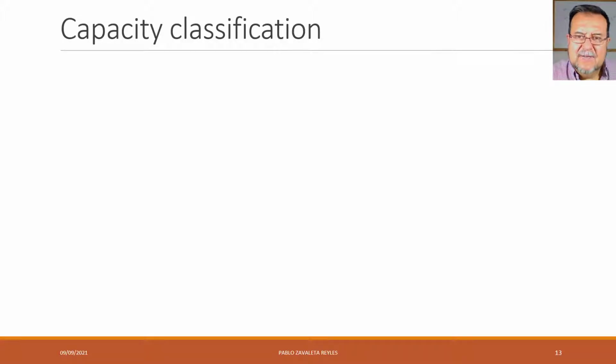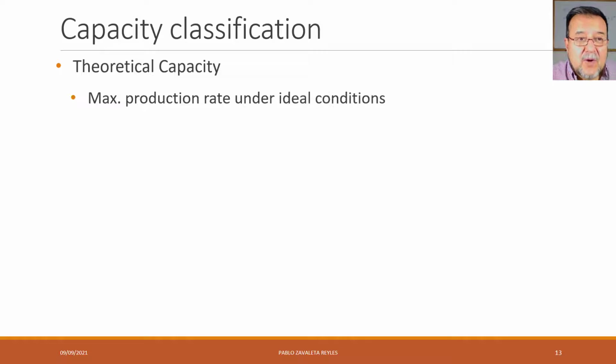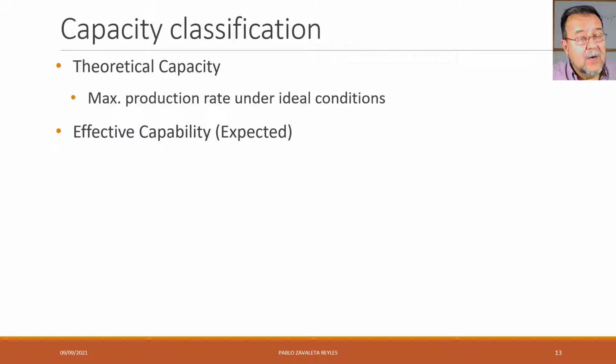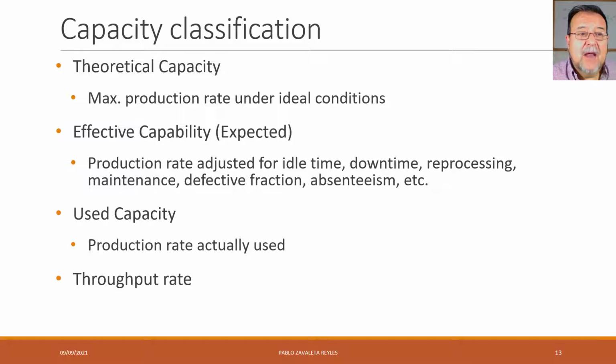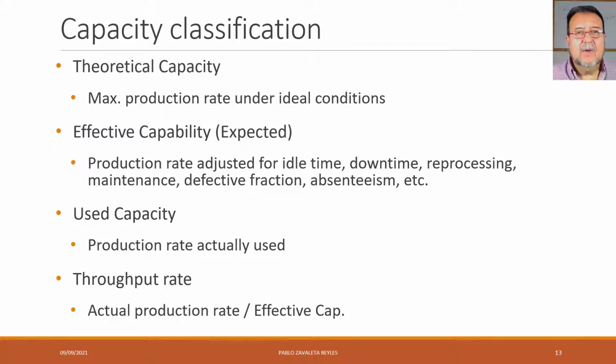Regarding capacity classification, we have the theoretical capacity, that is the maximum production rate under ideal conditions. We have the effective capacity or expected capacity, which is the production rate adjusted for idle time and other factors. We have the use capacity, which is the production rate actually used, and we have the throughput rate. Let's talk a little bit about it with an example, so as to make this a little bit more tangible.